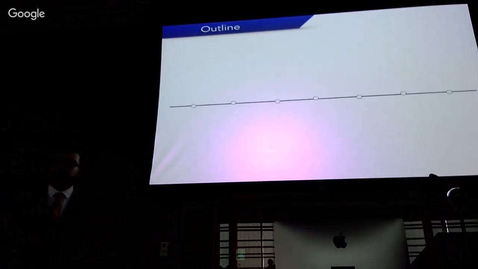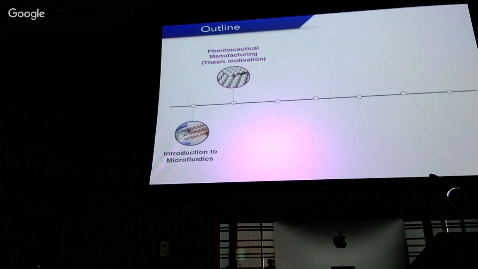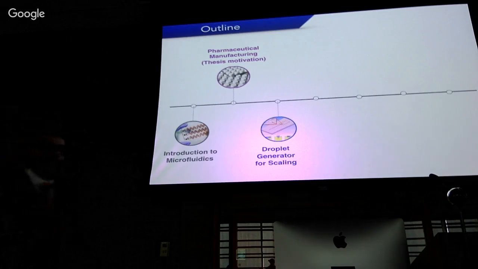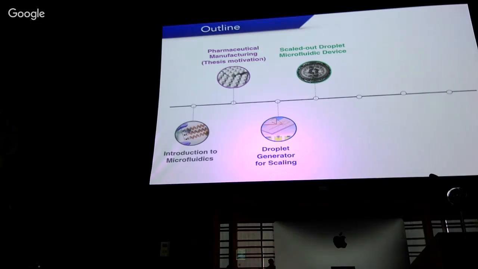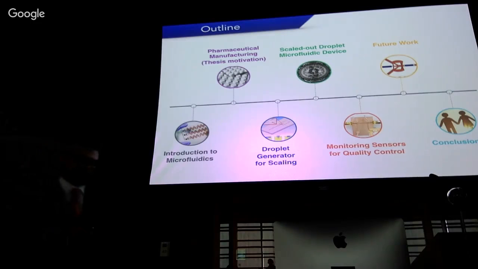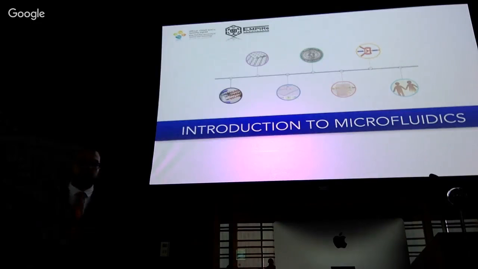This is the outline of my talk. I'll give you an introduction to microfluidics. Then we're going to discuss some of the pharmaceutical manufacturing and how it's done and how can we improve it. We're going to discuss some droplet generation geometries and select one for parallelization for scaling up. Then I'm going to show you the device which scales up the droplet production, some monitoring sensors, future work, and finally conclusions. So, introduction to microfluidics.